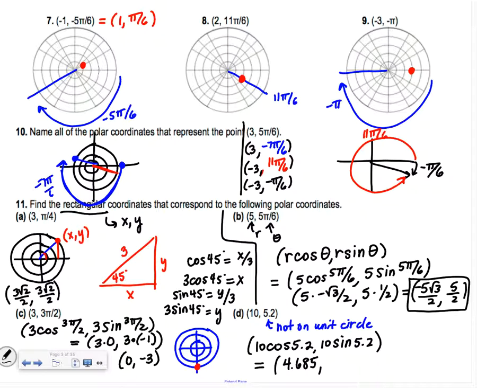And then when I do 10 sine of 5.2, I get negative 8.835. And if you wanted to see what the picture was, I'm not going to do 10, but 5.2 is going to be, is that more than pi? It's more than pi, right? Pi is 3.14159, blah, blah, blah.